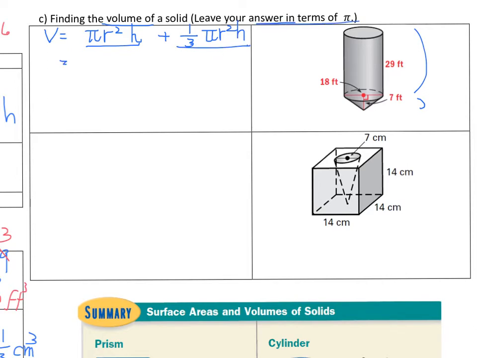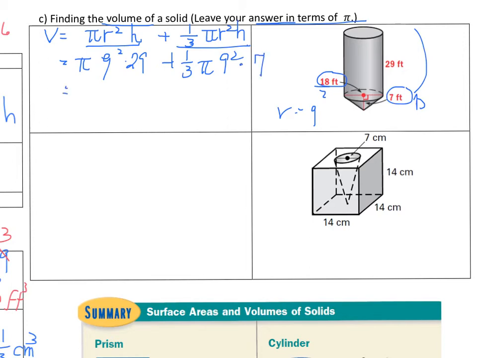And here it says leave your answers in terms of pi, so I will not change pi to 3.14. And the radius for the cylinder is 9. Half of 18 is 9, so that's the radius. So 9 squared times the height of 29 plus 1/3 pi. Again, the radius is still 9 here, 9 squared. But the height of the cone is 7.